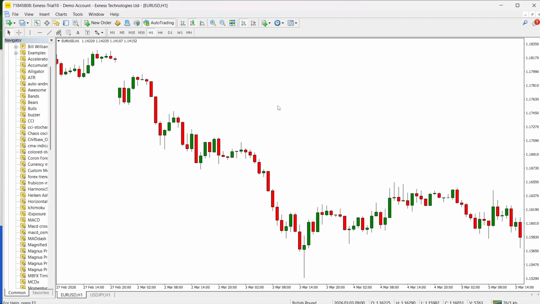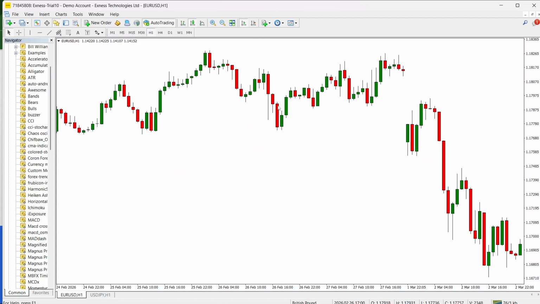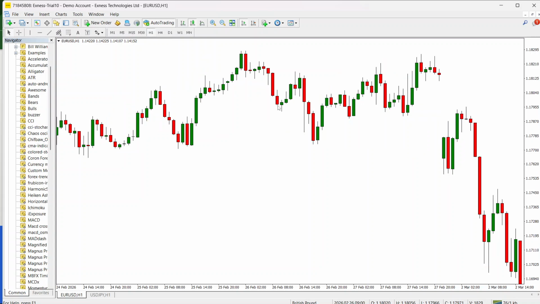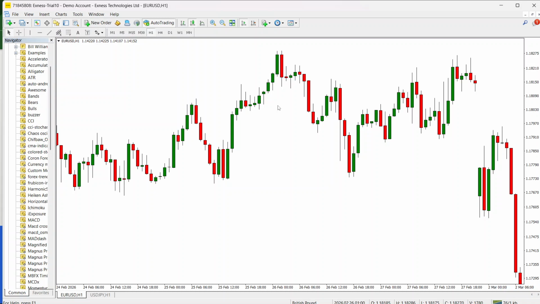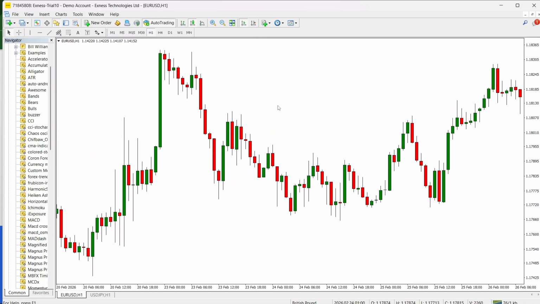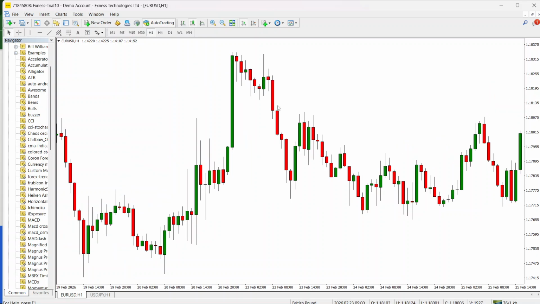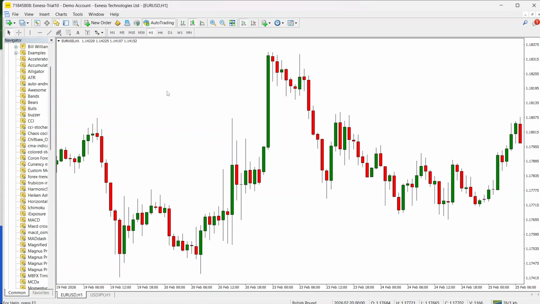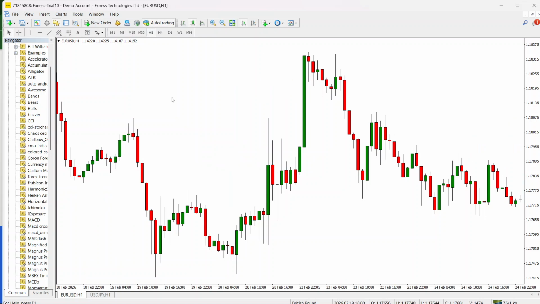What does high liquidity mean on the forex chart? High liquidity pairs tend to display smoother price action with fewer gaps and erratic spikes. You will also notice tighter bid-ask spreads and more consistent candle formations compared to exotic or low volume pairs.